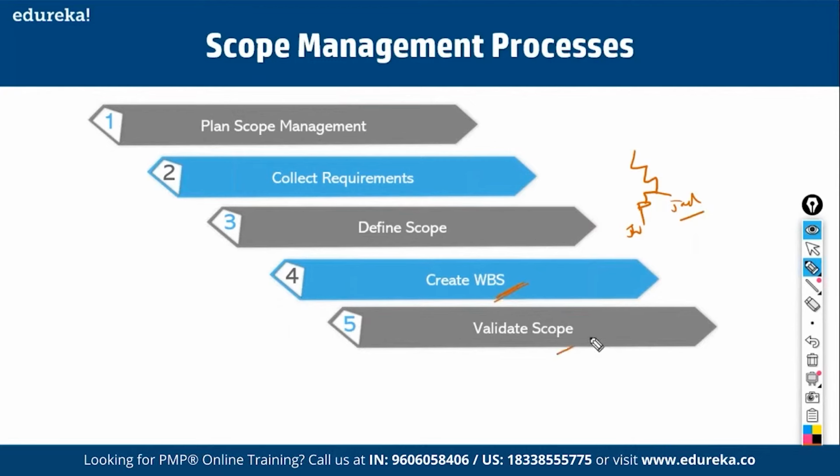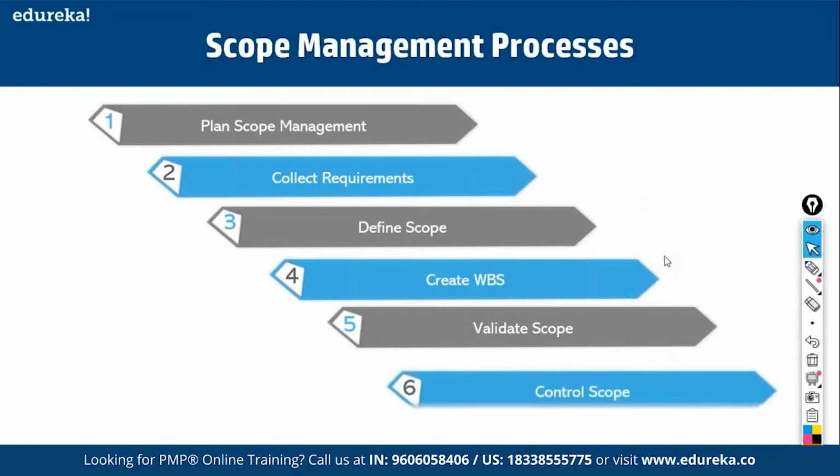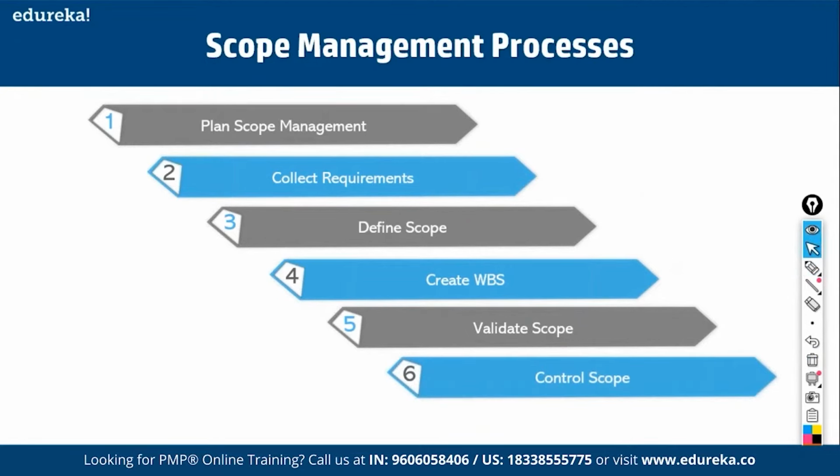Validate Scope refers to getting the scope formally accepted by the customer. For example, if we are prototyping this pen, we have to get the prototype accepted by the stakeholders. That is called Validate Scope. And the last process is Control Scope. Control Scope is the process of comparing what we plan to deliver with what we actually delivered. There could be variances, and we'll see how to manage them. This is about scope management. Now let us analyze these processes in detail one by one.